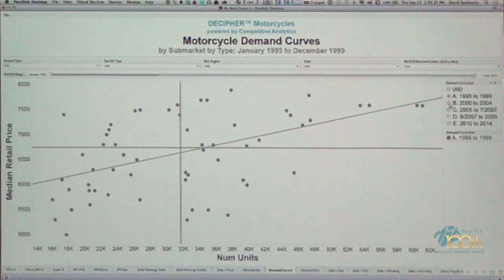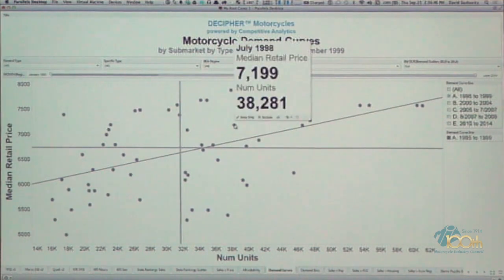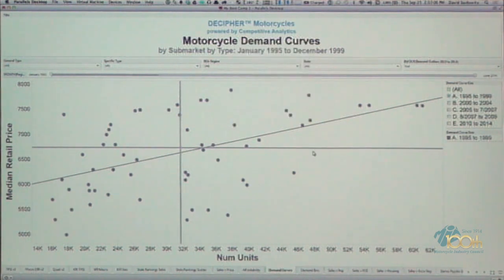So let's go back to this demand curve, because here's where it gets really cool. So let's go to 2000 to 2004. These are all the months, by the way, I should have mentioned. Each dot represents a given month of units sold and price. So for this example, July of 1998, the average median retail price was $7,199. There were 38,281 units sold. Got it?